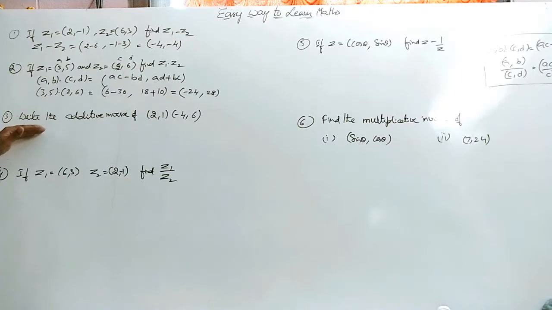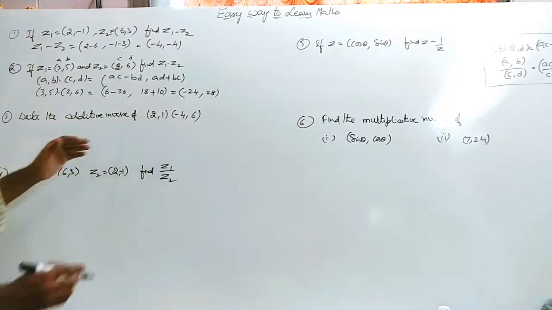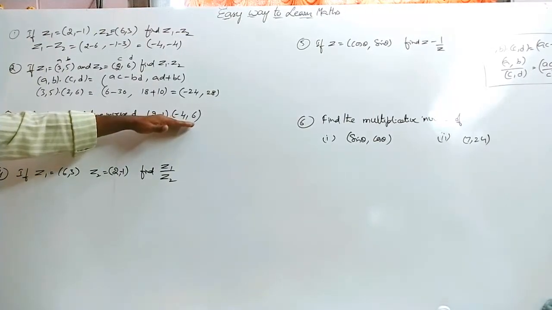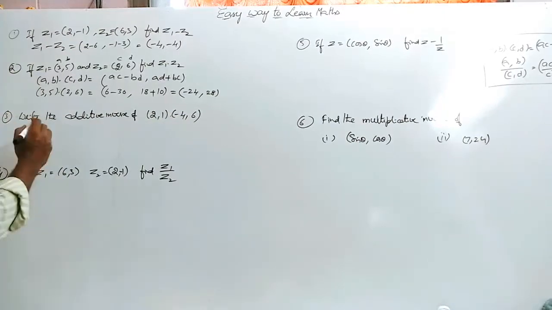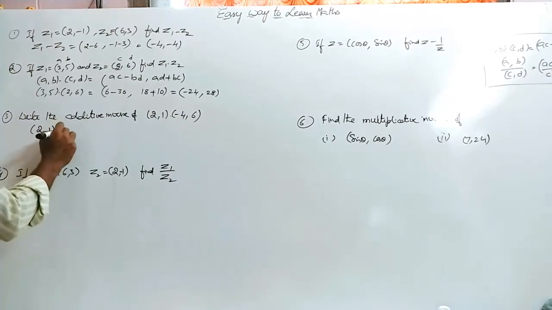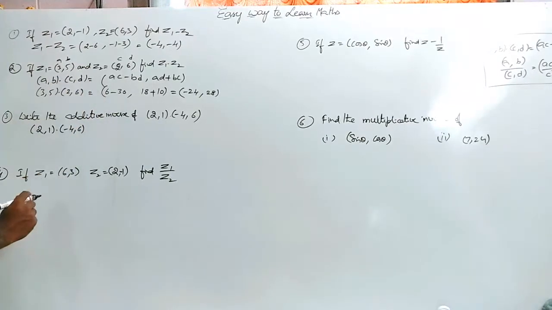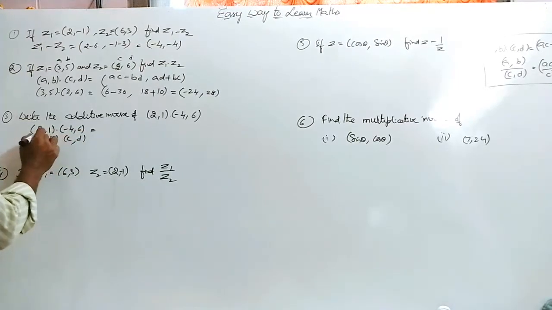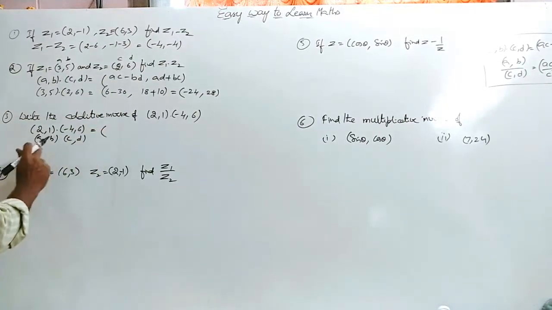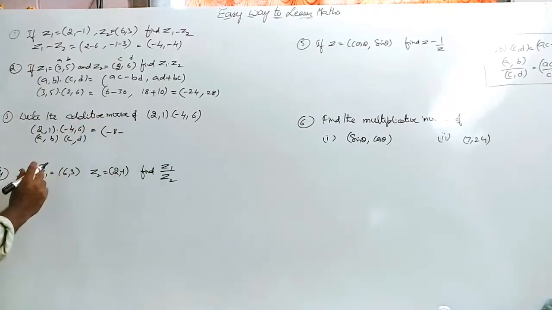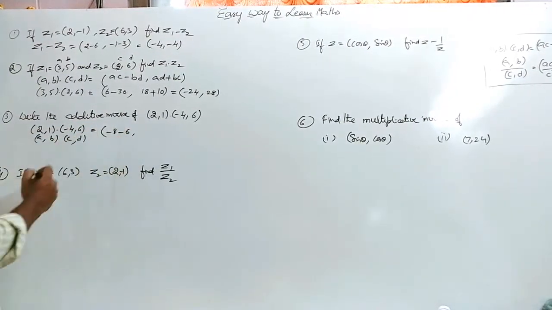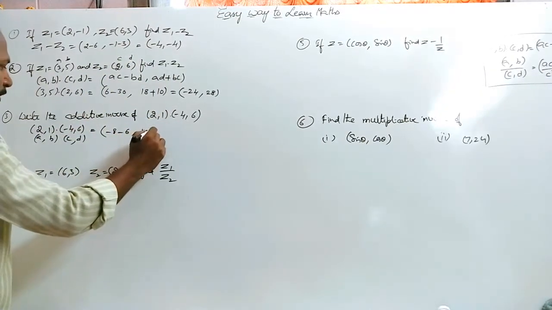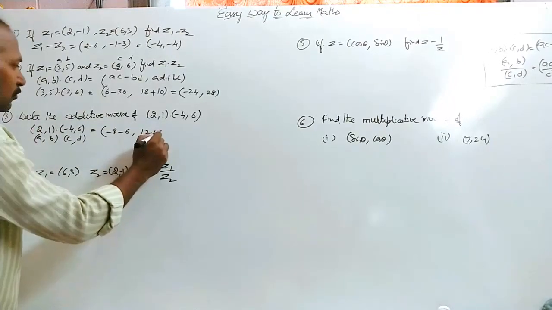And then write the additive inverse of (2, 1) dot (minus 4, 6). Here you have to find the additive inverse of the product of these complex numbers. First of all, let us find the product. Then (2, 1) dot (minus 4, 6), same formula. That is equal to, here a, b, c, d, formula again: ac minus bd. Therefore ac is minus 8, minus bd, 6, comma, again ad plus bc: 2 into 6, 12, plus 1 into minus 4, minus 4.